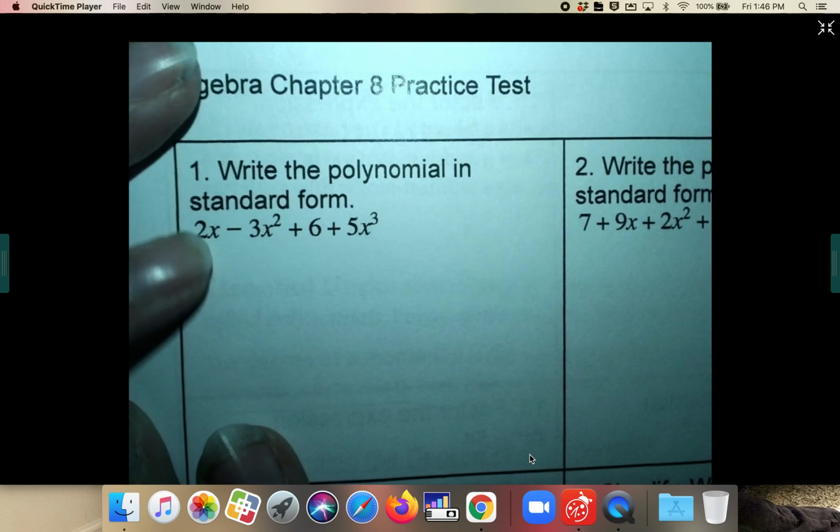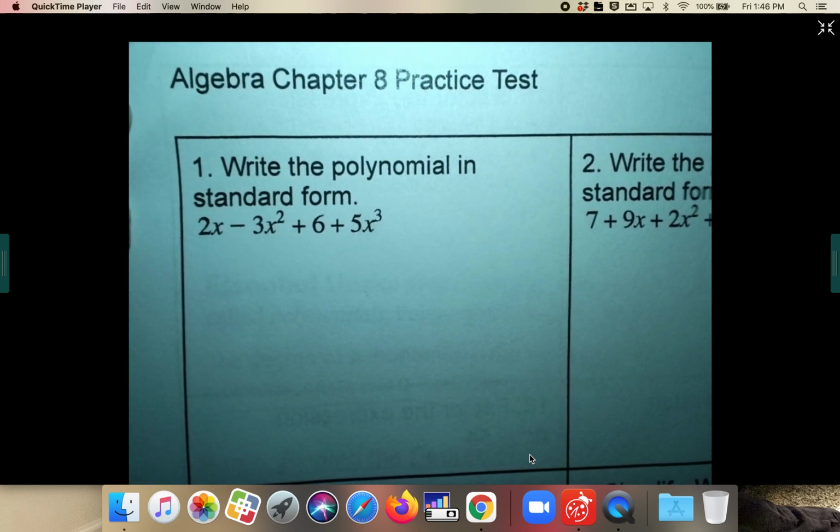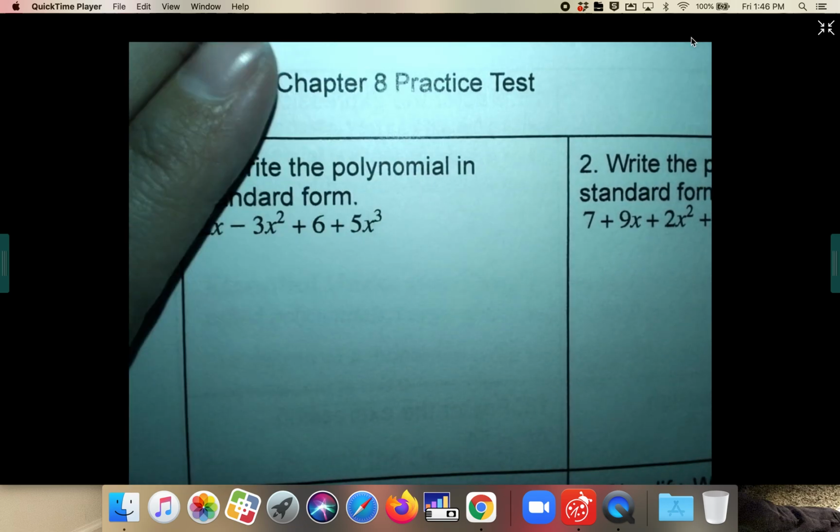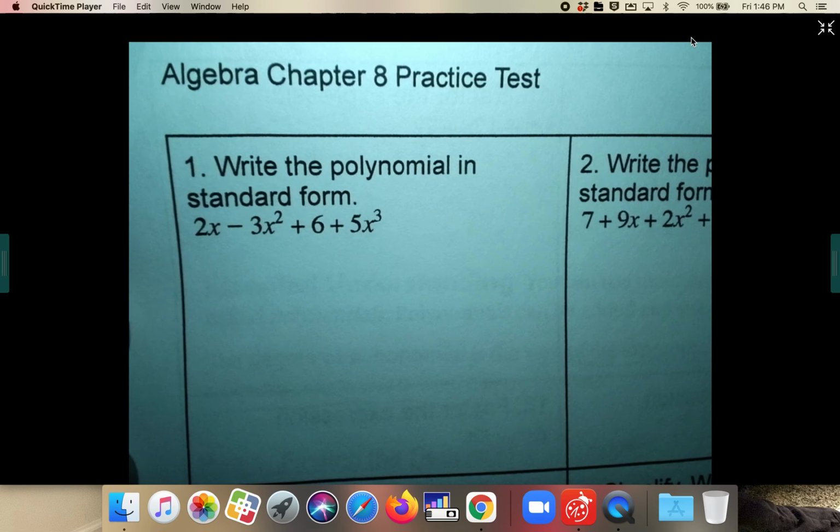Right, it is time for your Chapter 8 practice test. So let's review what is going to be on your actual test. Number 1, you're going to have to write the polynomial in standard form.